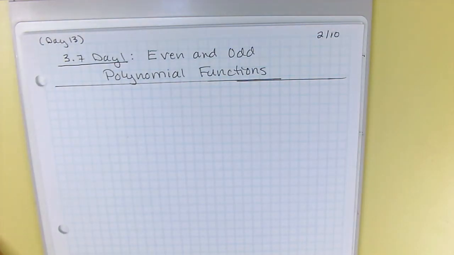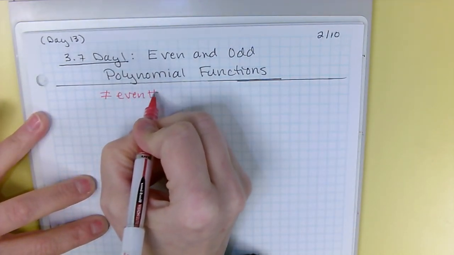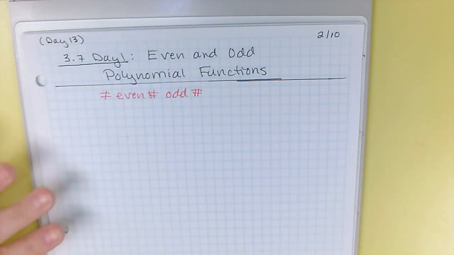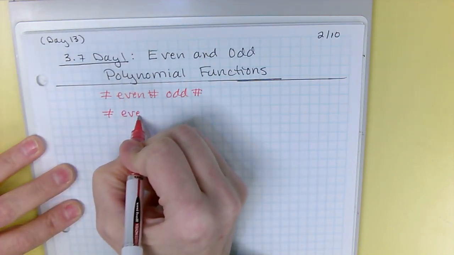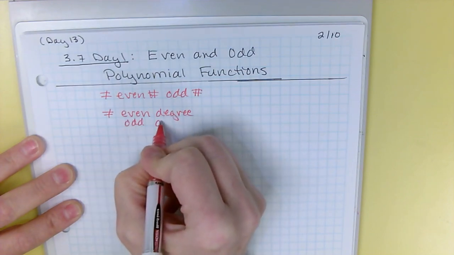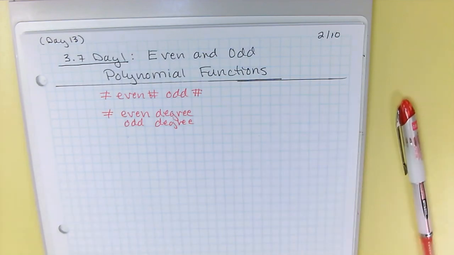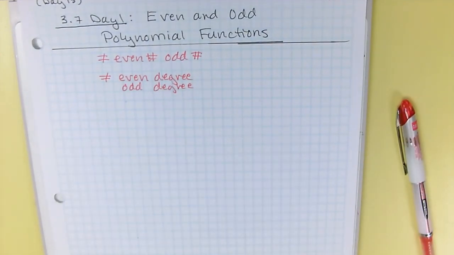All right, so first things first, we're not talking about even numbers or odd numbers. That's not what this refers to at all. The other thing it does not refer to is an even degree or an odd degree. It has nothing to do with the degree of the function. I want to just throw that out there so you don't get your brain into the wrong area.